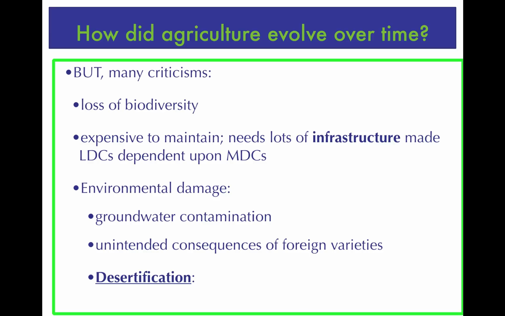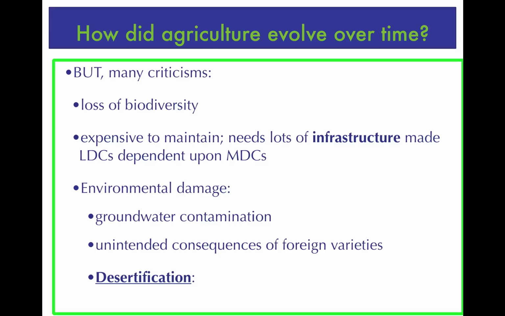Many people criticize, saying that when farmers are only growing these high yield crops, such as rice and wheat, we're actually losing some of the diversity of crops and diversity of food that was once present in that region.